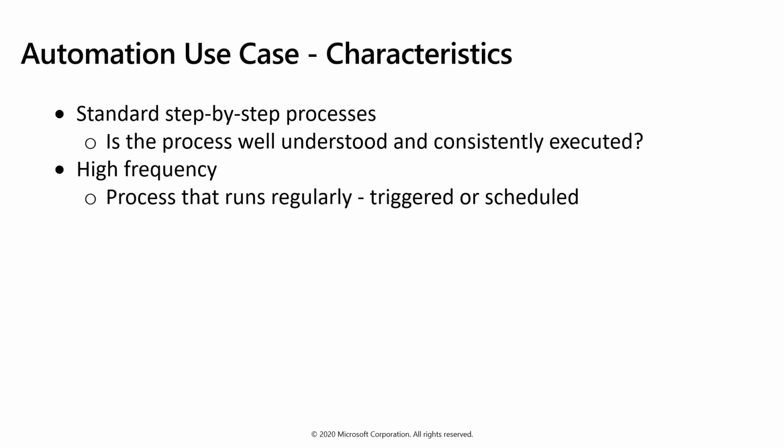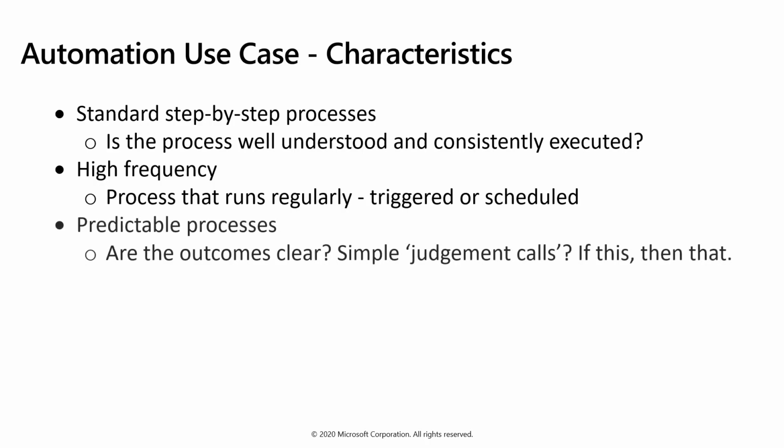Is it run regularly, so on a trigger or on a particular schedule? Is it predictable? So are the outcomes clear with simple judgment calls? So if this, then that. If the purchase order amount is above a certain number, it goes this way. If it's below a certain number, it goes another way. So simple judgment calls.